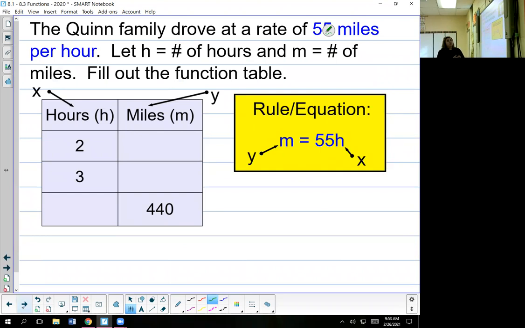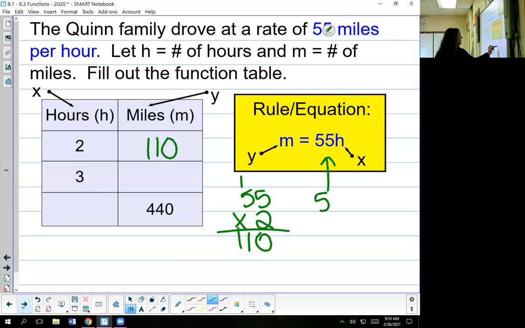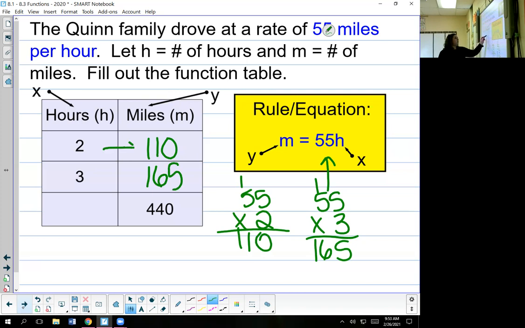The Quinn family drove at a rate of 55 miles per hour. If you look right here, this should make sense. 55 times the number of hours is the number of miles. Let's fill in the function table. So all I have to do is plug in the information, exactly the same thing as before. So if H is 2, all I do is plug it in. So 55 times 2 is 110. Then what if H is 3? 55 times 3, that's 15, carry the 1, 165.